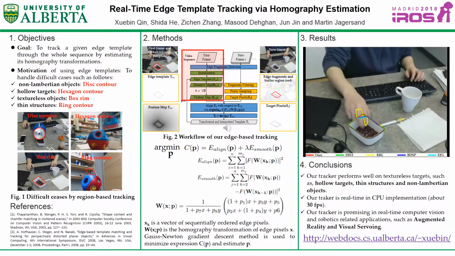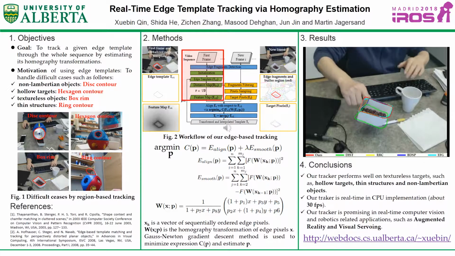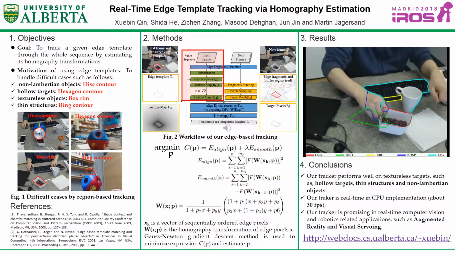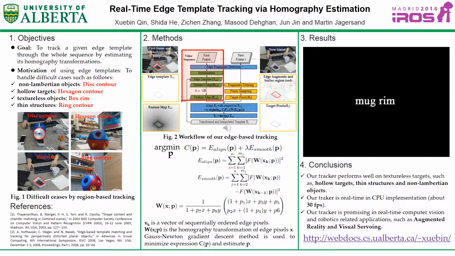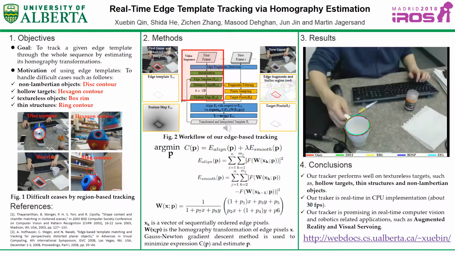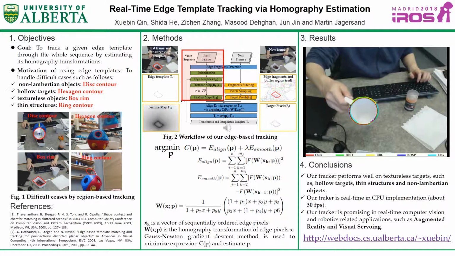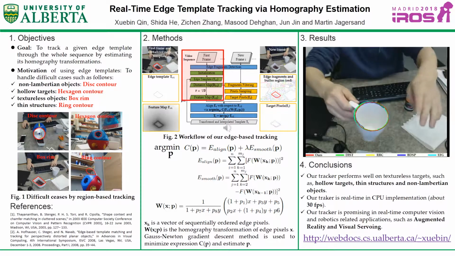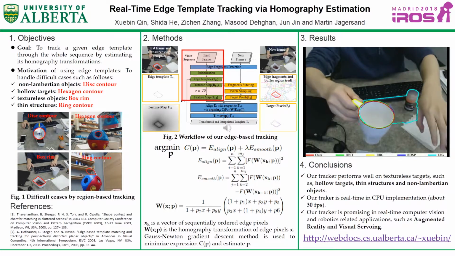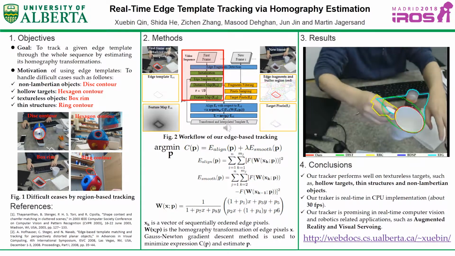the first part is to get the feature map F. The given edge template is represented by a binary edge map T. We compute the distance transform of the edge map T to get the distance map. But the distance map is relatively sensitive to outliers, so we compute the feature map F from the distance map, as shown in Figure 2.